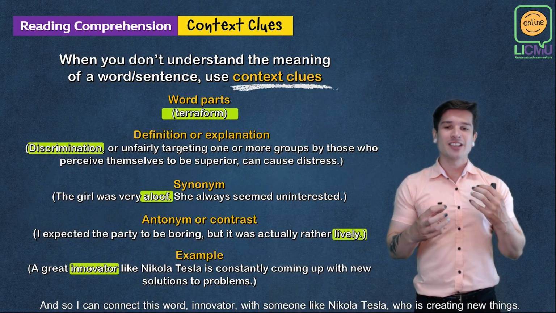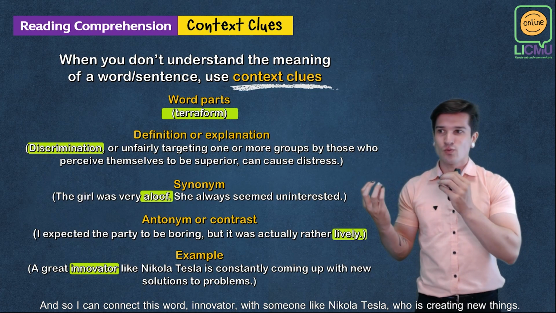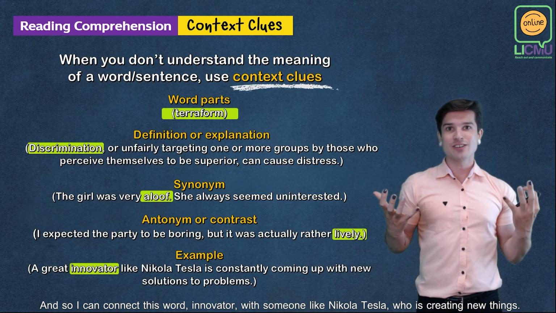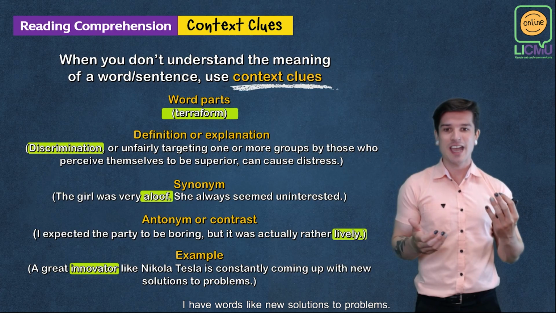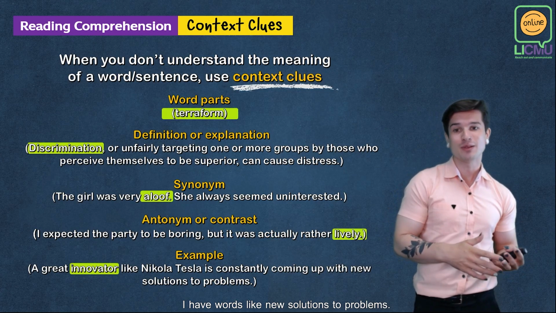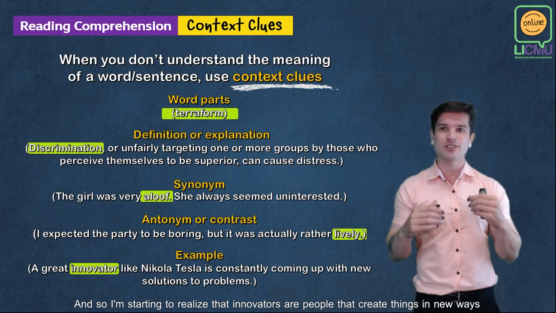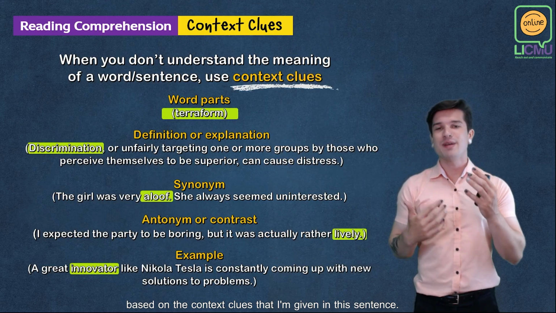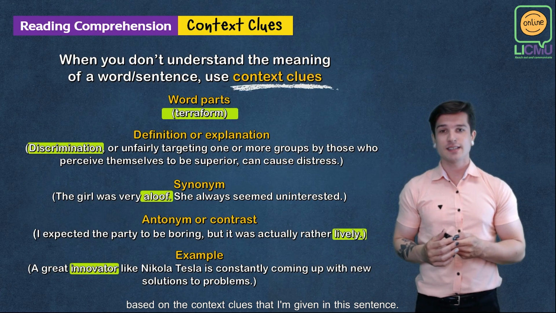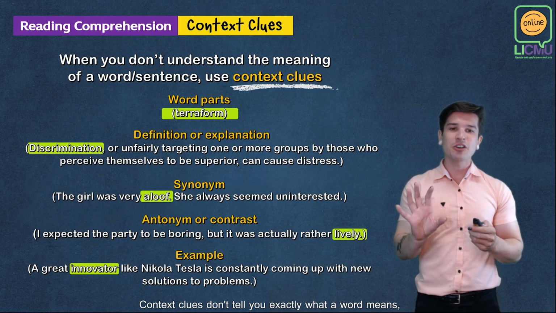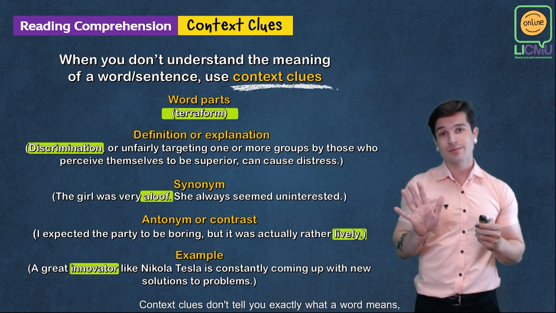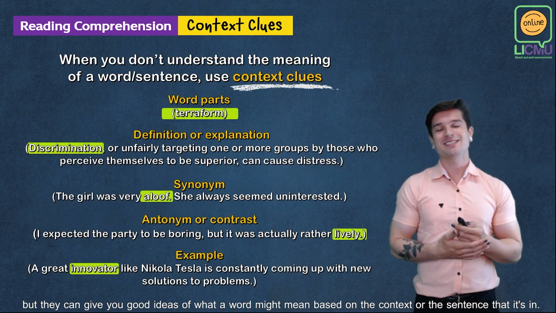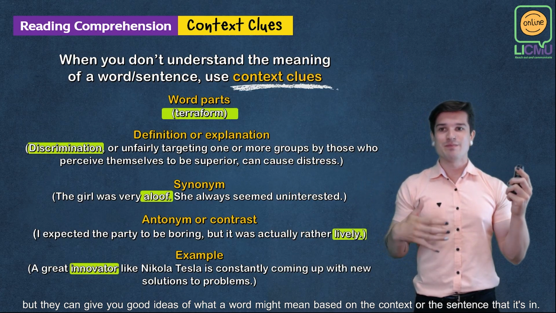And so I can connect this word innovator with someone like Nikola Tesla, who is creating new things. He's brainstorming new solutions. I have words like new solutions to problems. And so I am starting to realize that innovators are people that create things in new ways based on the context clues that I'm given in this sentence. Context clues don't tell you exactly what a word means, but they can give you good ideas of what a word might mean based on the context or the sentence that it's in.